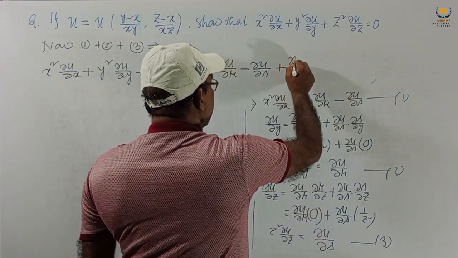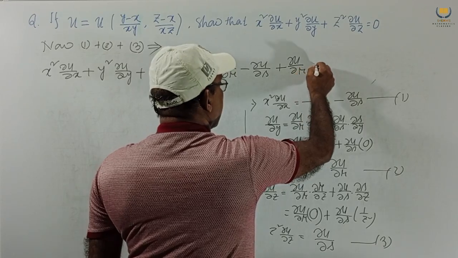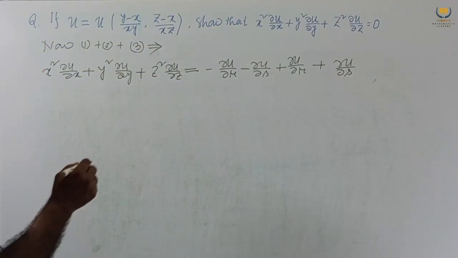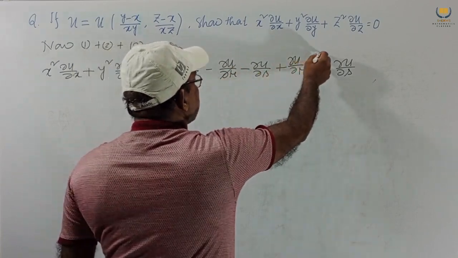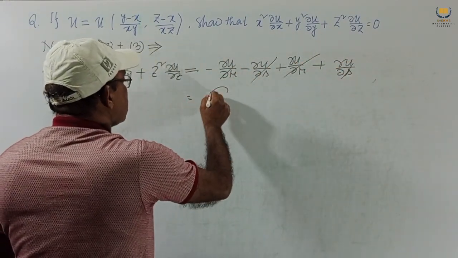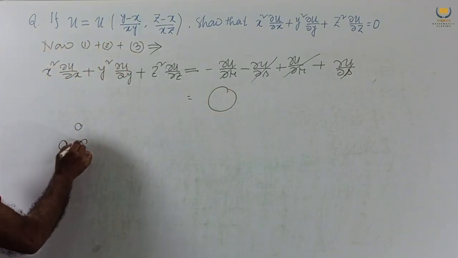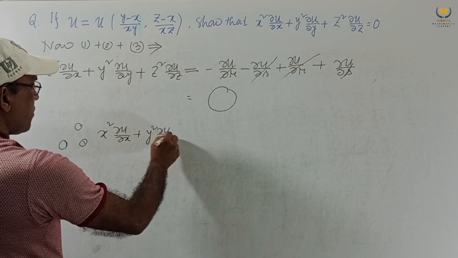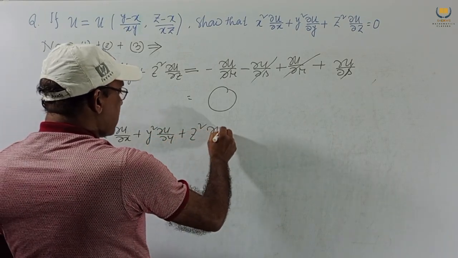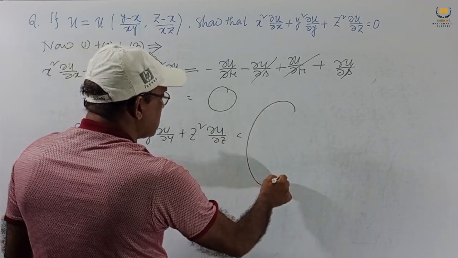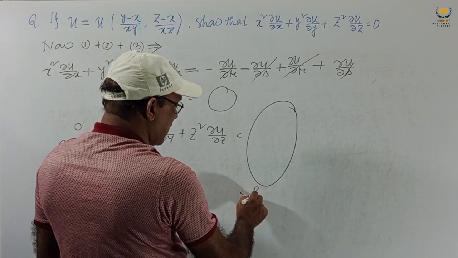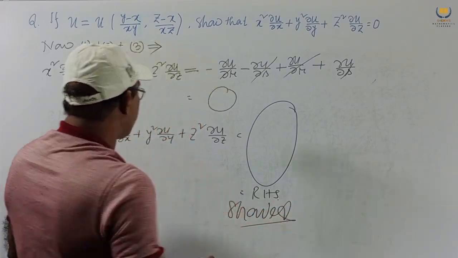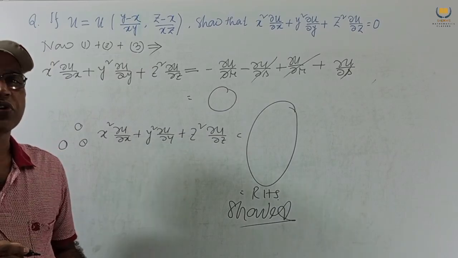minus ∂u/∂r, ∂u/∂s from 1, and from 2 right hand side ∂u/∂r, and from 3 right hand side ∂u/∂s. We get this one. Now these are like terms, this will be cancelled, this will be cancelled, we get 0. So finally what we get? x² ∂u/∂x, y² ∂u/∂y, z² ∂u/∂z equals 0. And this is our right hand side. And this is the proof. We have to prove this. So this is our complete solution of the given problem.